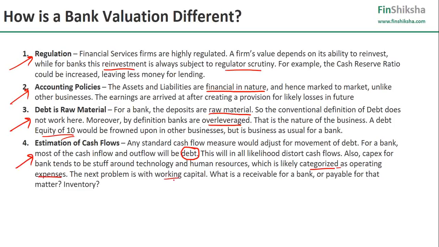And the final problem is with working capital. We don't know how to classify things like receivables or payables or inventory for a bank. There are no such numbers that are there. Correct. So to that extent, these numbers become tricky, and so consequently, one of the broader methods, which is the discounted cash flow valuation method, can't be applied properly in the banking system.